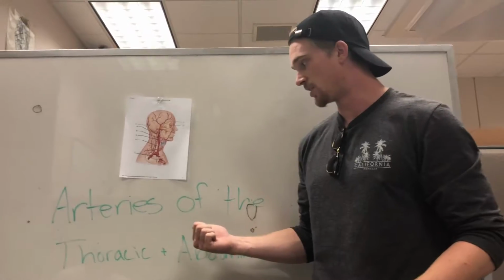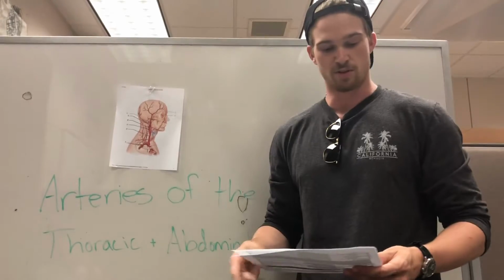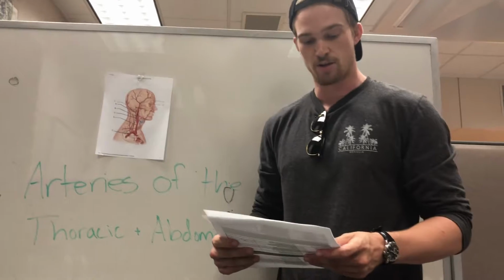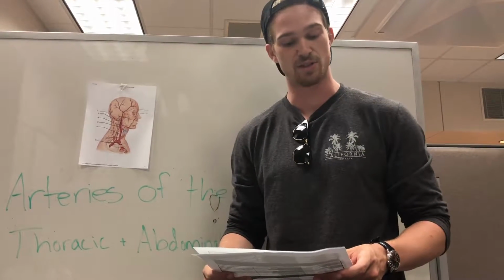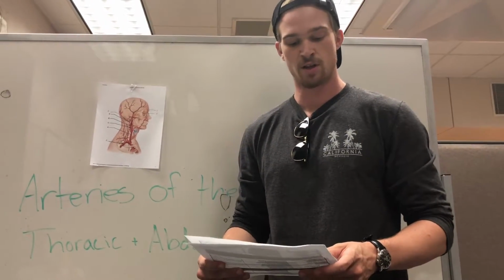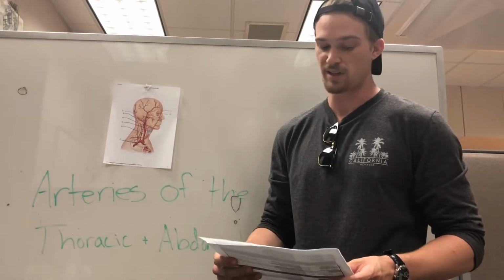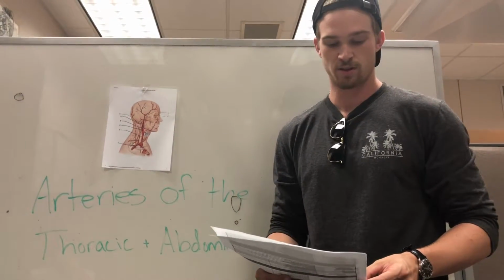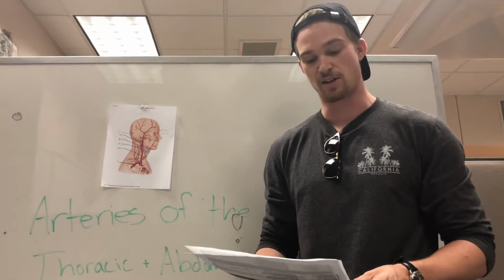Next up, we'll go over the arteries of the thoracic and abdominal cavities, which include your internal thoracic, the anterior intercostals, your superior thoracic, your thoracoacromial, the common hepatic, the right gastric, your gastroduodenal, your right gastroepiploic, your hepatic proper, the splenic, the left gastroepiploic, left gastric, your superior mesenteric and inferior mesenteric, the renal, and gonadal arteries.